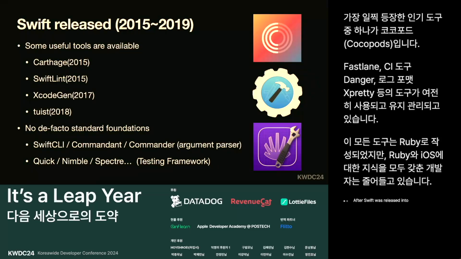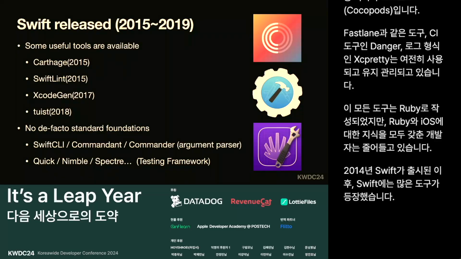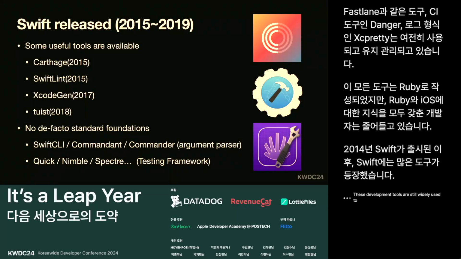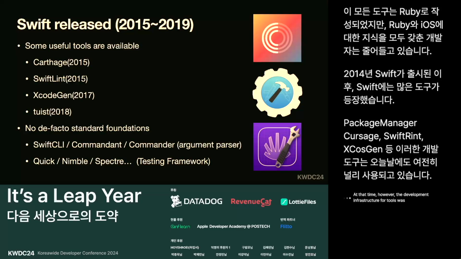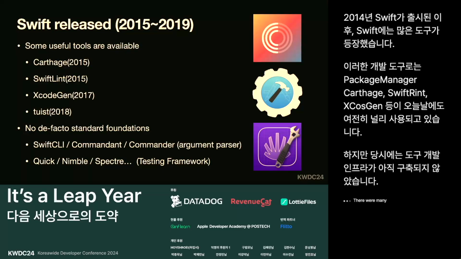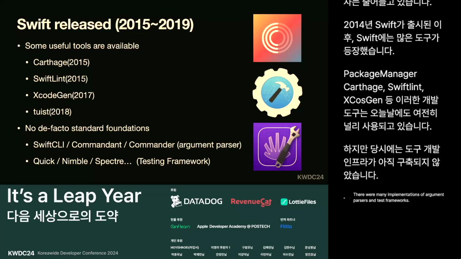After Swift was released in 2014, many tools appeared in Swift. These development tools are still widely used today, such as the package manager Carthage, SwiftLint, and XcodeGen. At that time, however, the development infrastructure for tools was not yet in place. There were many implementations of argument parsers and test frameworks, and distribution was also difficult.